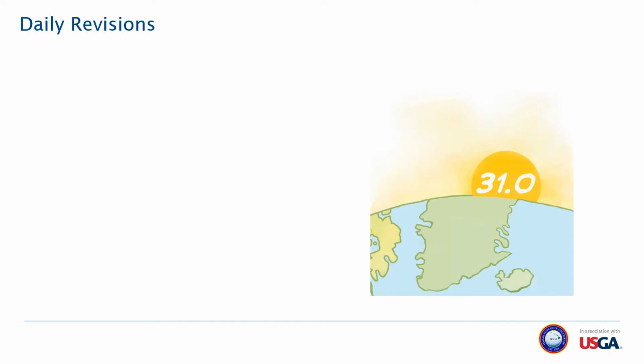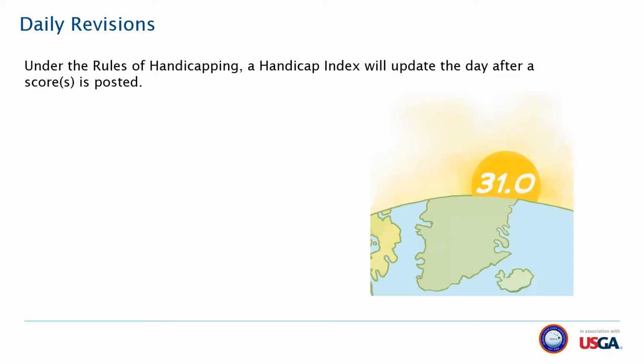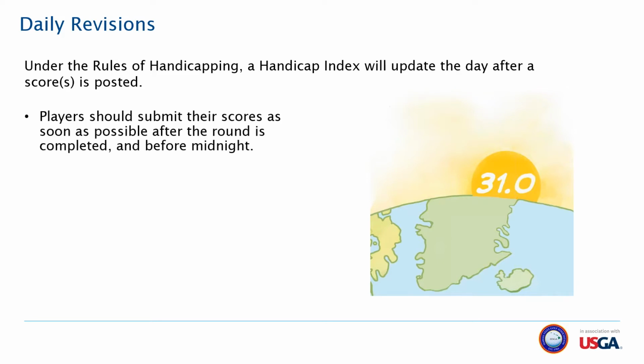Moving on to the daily revisions. Under the rules of handicapping, a handicap index will update the day after a score is posted. This is known as daily revisions, but we want to make it clear that a revision only takes place after a day where a player posts a score or a committee adjustment was applied. Revisions will take place at midnight following the submission of a score.